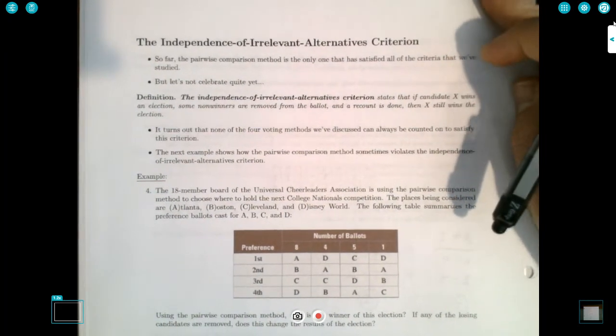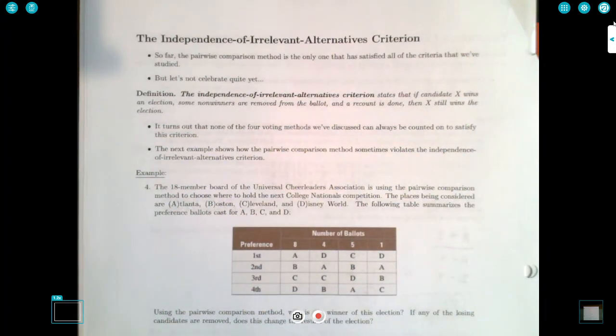So far, the pairwise comparison method is the only one that has satisfied all of the criteria that we've studied. So you might think, well, the pairwise comparison method is the best one. But let's not celebrate quite yet.